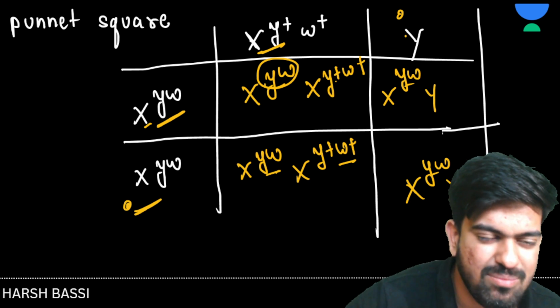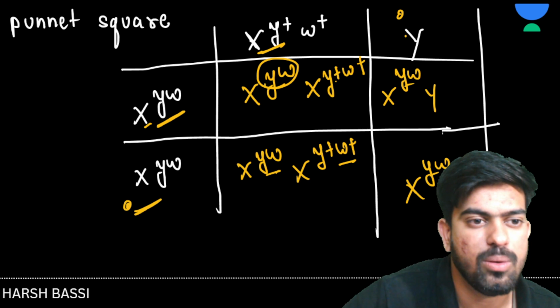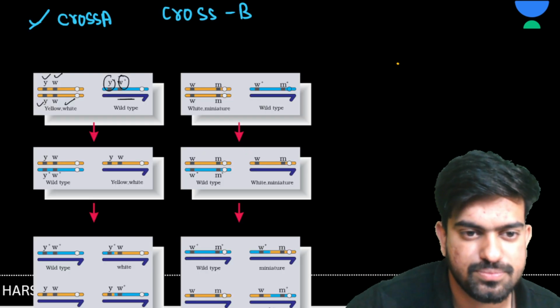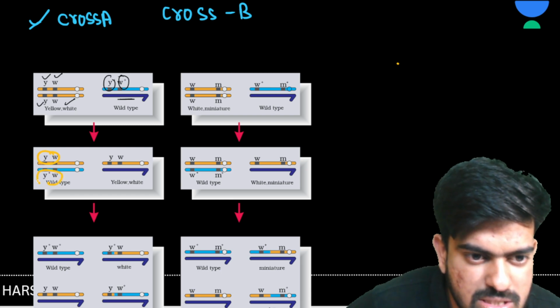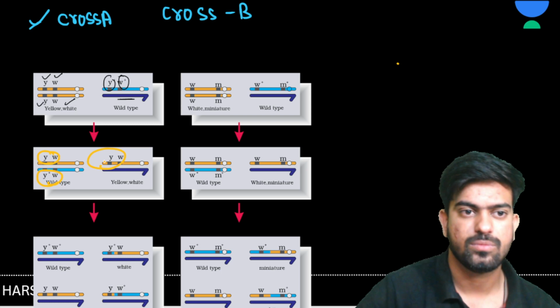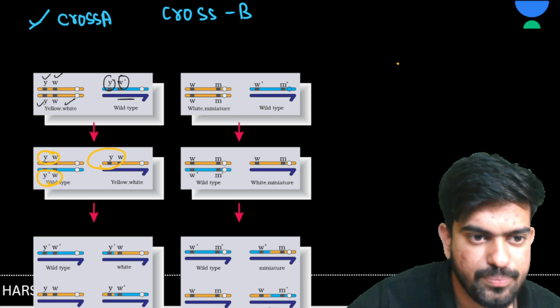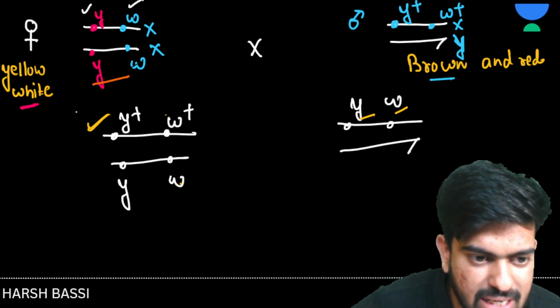Can you see the same combination here also? Check here. YW, Y plus W plus, and in male also YW is coming, right? Okay, understood? Now understood easily? Chalo. Now what will happen next, sir?